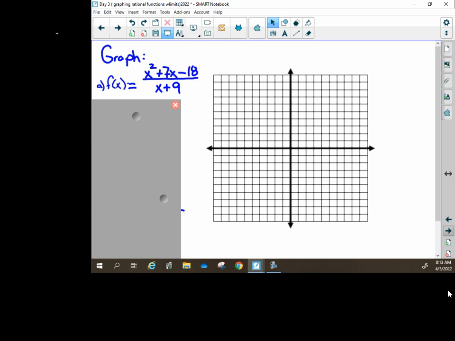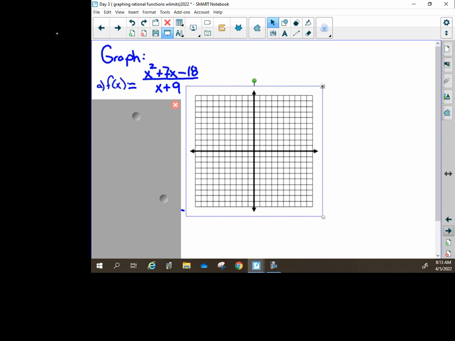Do I have more graphing paper? I do. All right. Anybody else need more graphing paper? Okay, ready? Tickle eraser. All right. It's an emergency.